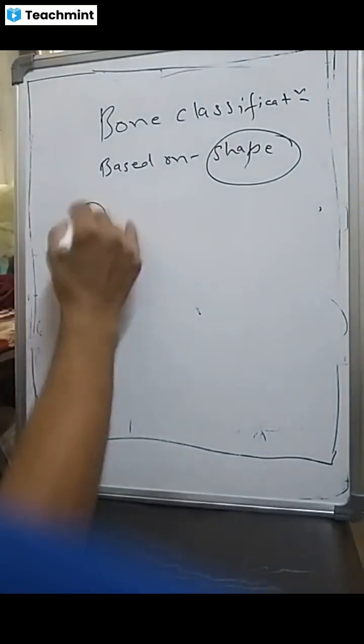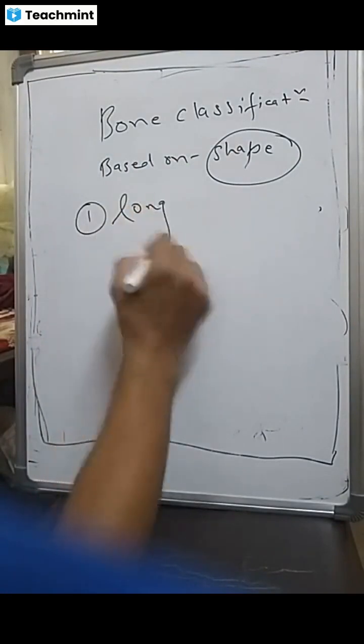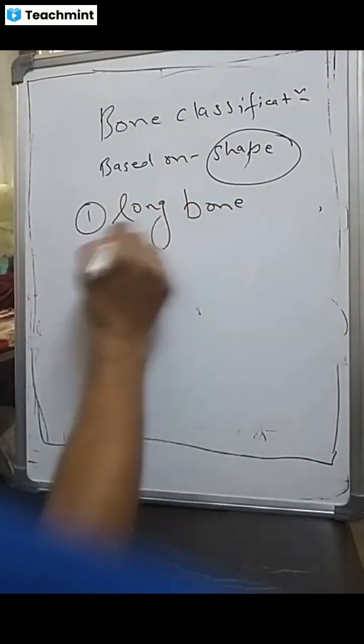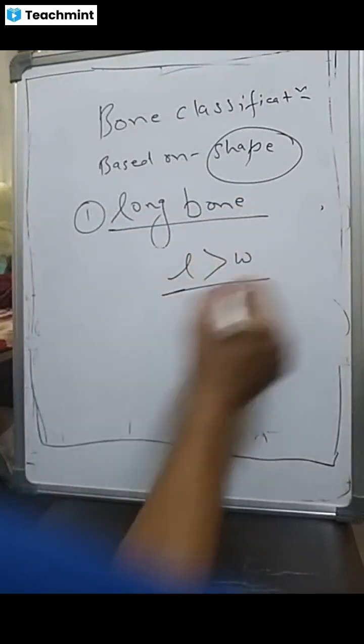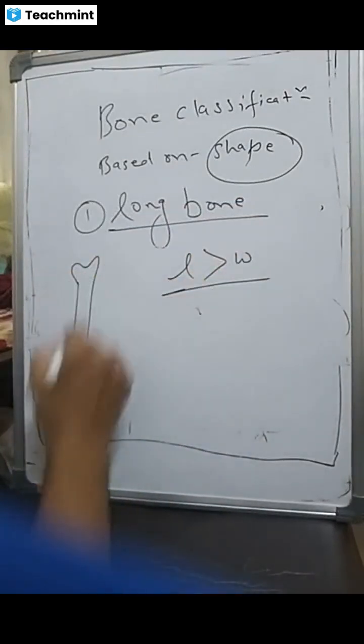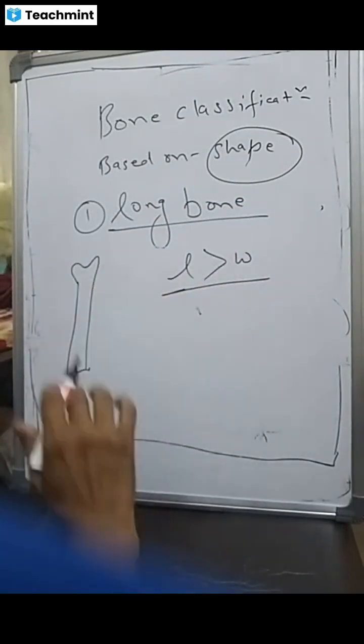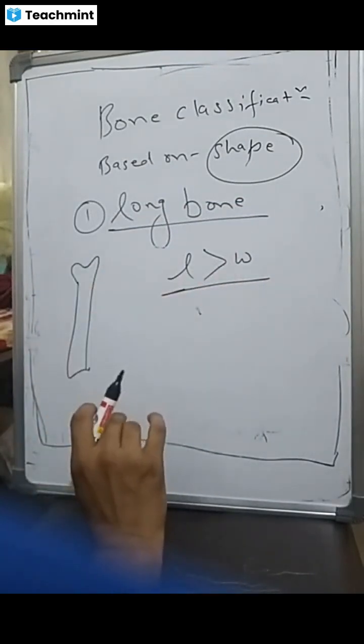The first type is the long bone. Why are they called long? Because their length is more than their width. The length is more than width. These are known as long bones.